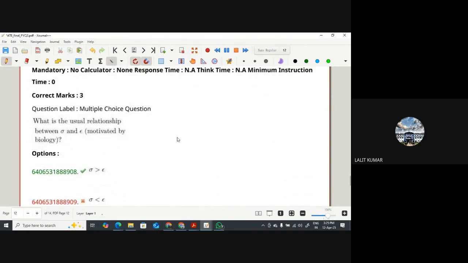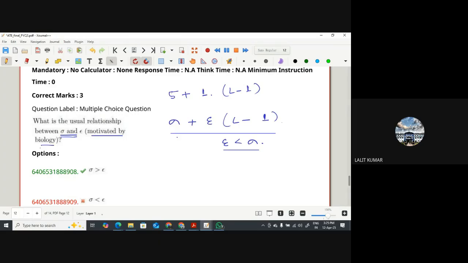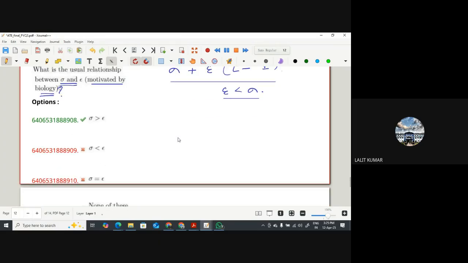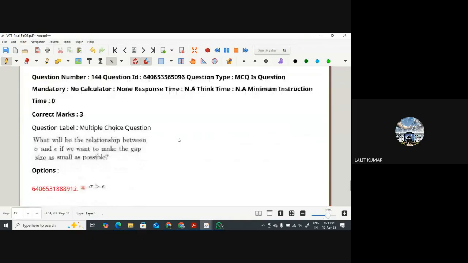What is the usual relation between sigma and epsilon? So this is sigma plus epsilon times (L minus 1). Generally what we saw is that epsilon used to be less than sigma. This used to be higher and this used to be lower. And this is motivated by biology. Unfortunately, I'm not a biology student. So we come to the next.